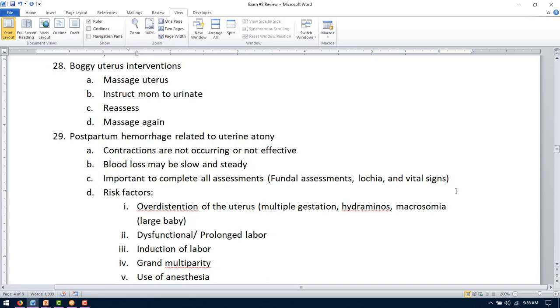When a uterus is boggy, we are going to massage their uterus. We're going to have mom urinate. We're going to reassess it again. We're going to massage it again, just so that we can try and get that uterus to firm up so that they can quit bleeding.